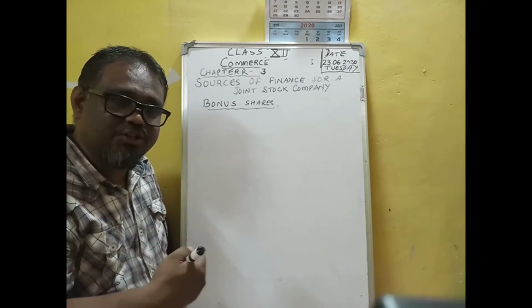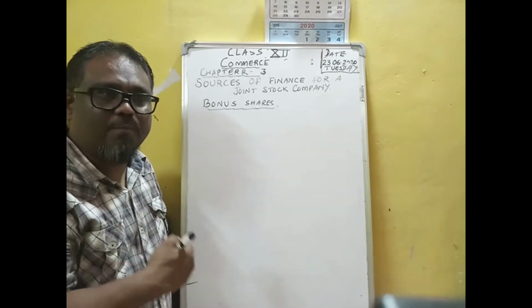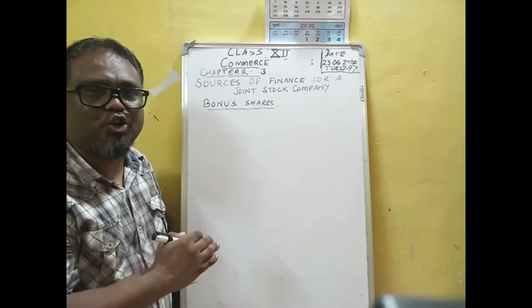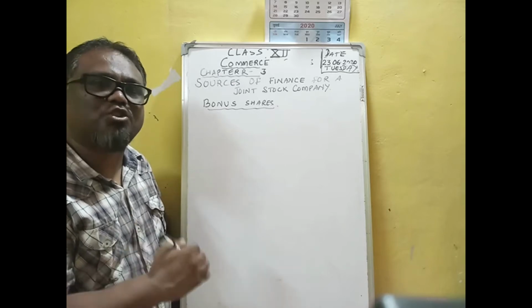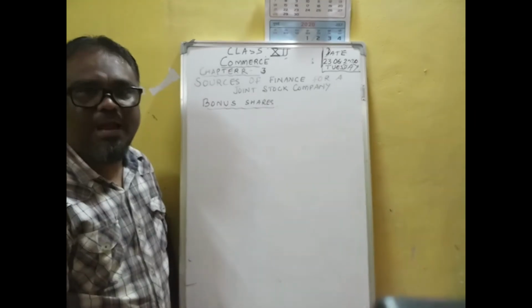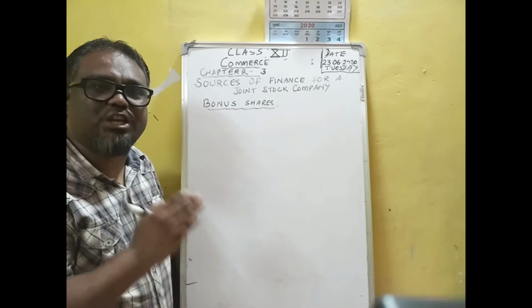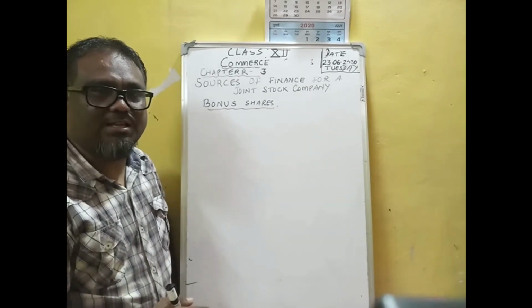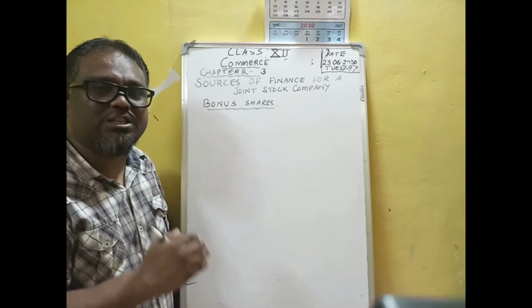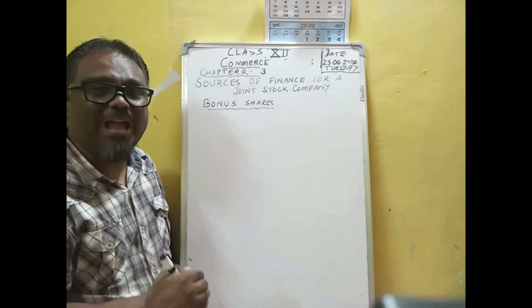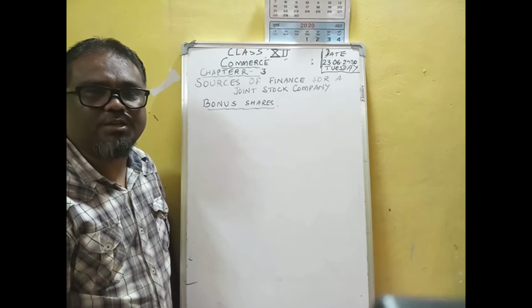The shares must be distributed from the undistributed past profit. There must be proper undistributed, accumulated past profit. If there is none, the company cannot issue the bonus shares. And the SEBI, Securities and Exchange Board of India, guidelines must be followed by the company at the time of issue of bonus shares.